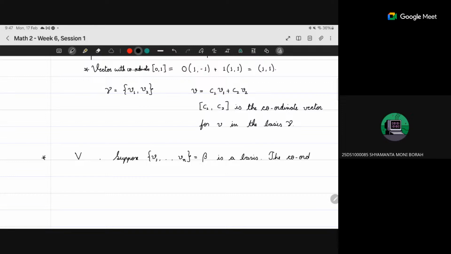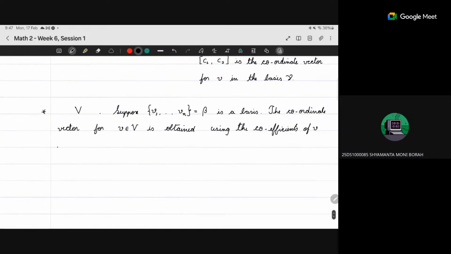The coordinate vector for v in V is obtained by using the coefficients of v in the basis beta.